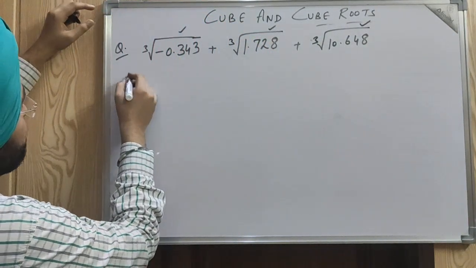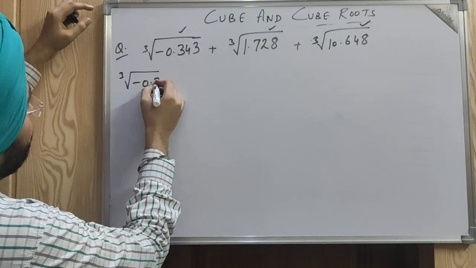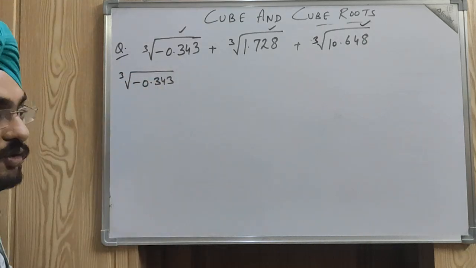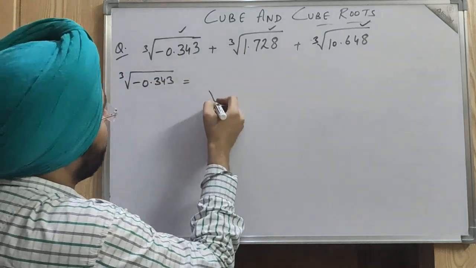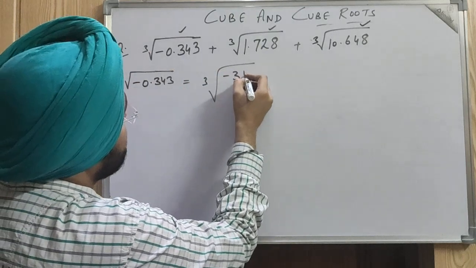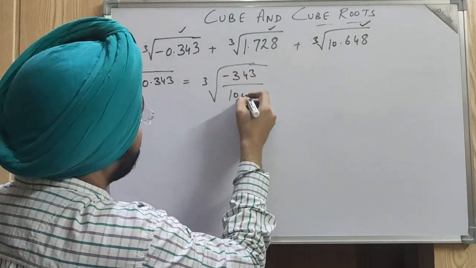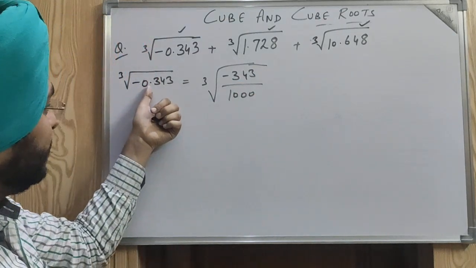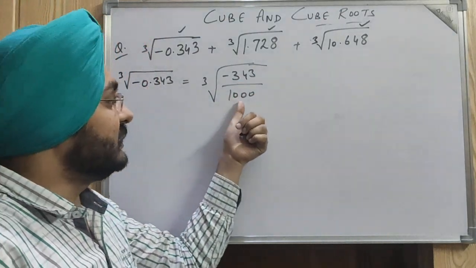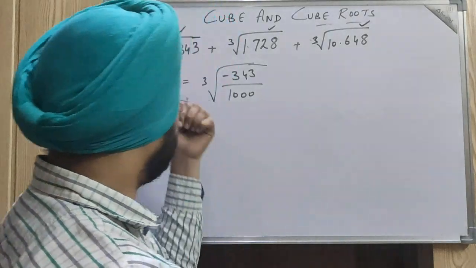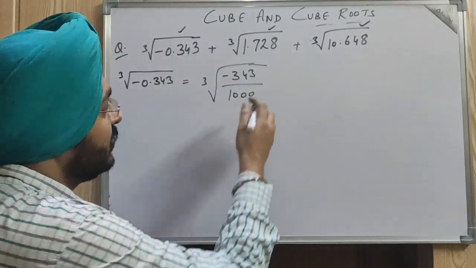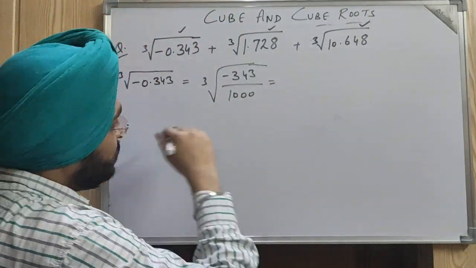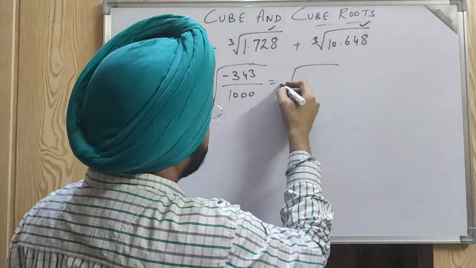Firstly, I will be solving this cube root of minus 0.343. So basically, I can write this in this way: cube root of minus 343 divided by 1000. Can I write it in this way or not? Since if I remove this decimal, 3 zeros will come downward. I have converted this decimal to the fraction form. Okay, so now how can I write this?